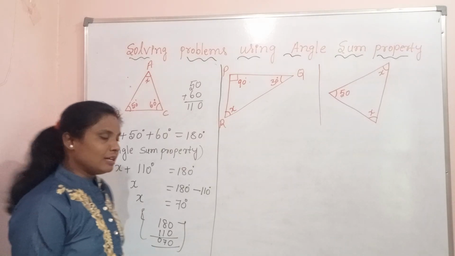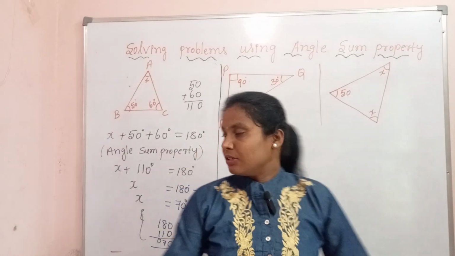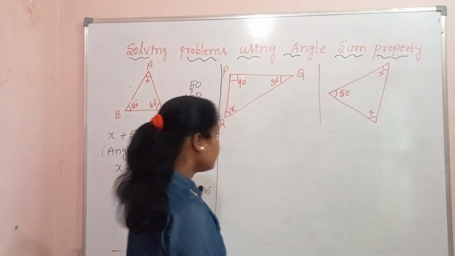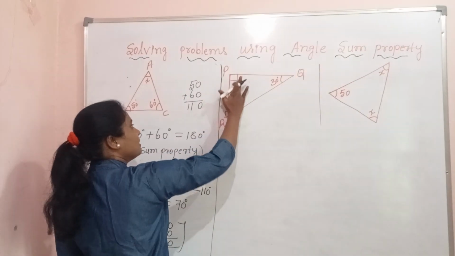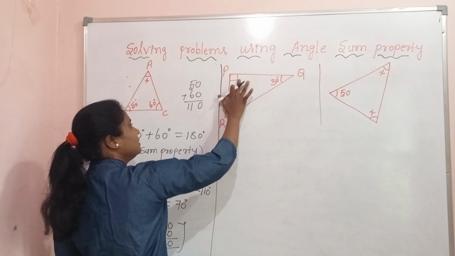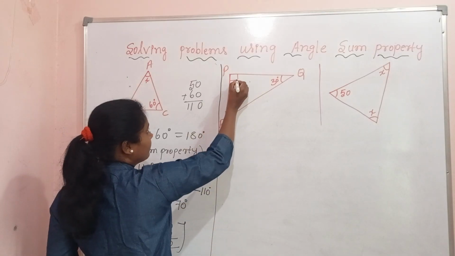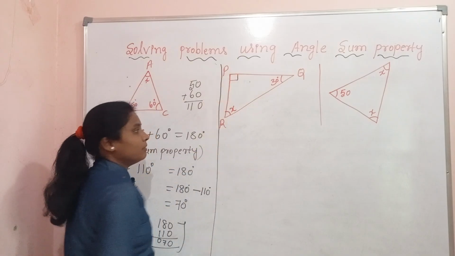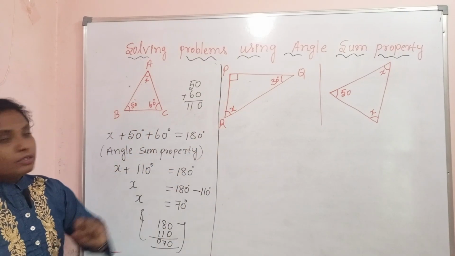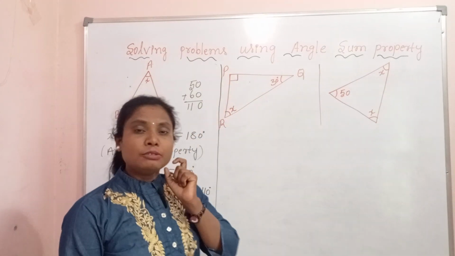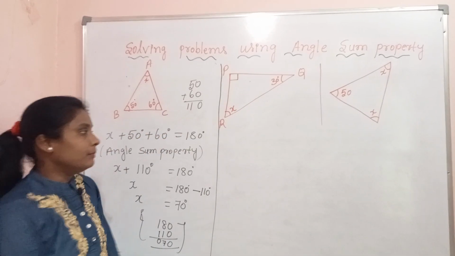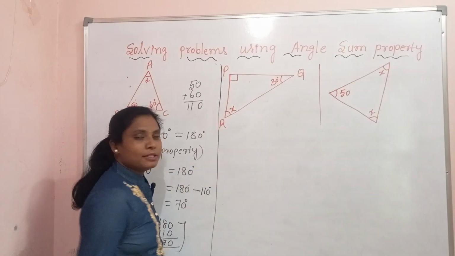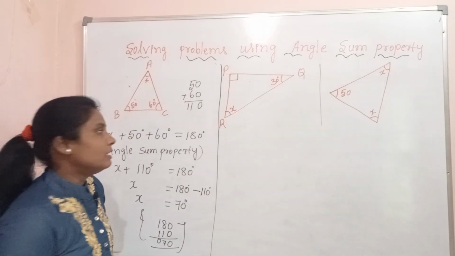So in this way we have to solve the problem. Next, let's come to the other problem. While solving, they have given only this shape. They have not given anything else, only this symbol. When you see this symbol, you need to understand that it is the symbol of 90 degrees. If they have not given any measurement, you need to write 90 degrees.